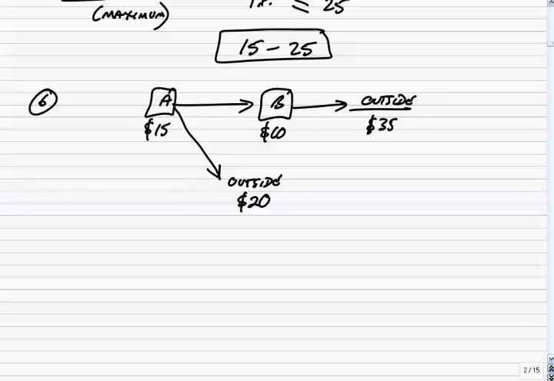We want a sensible range. Again, firstly, if you're manager A, what's the minimum price at which you're prepared to sell to B? This time, the minimum price is $20.